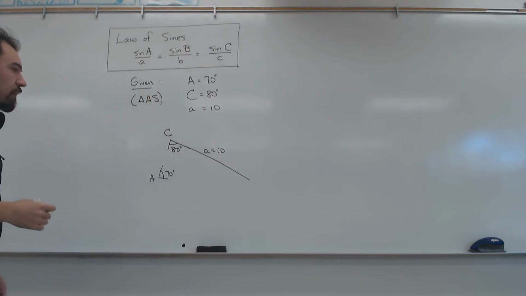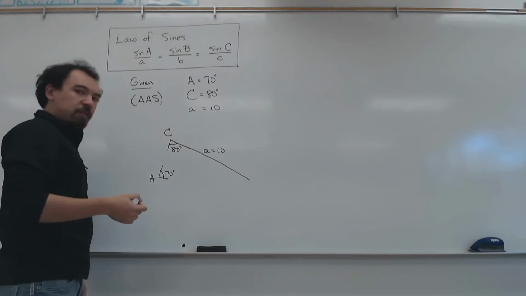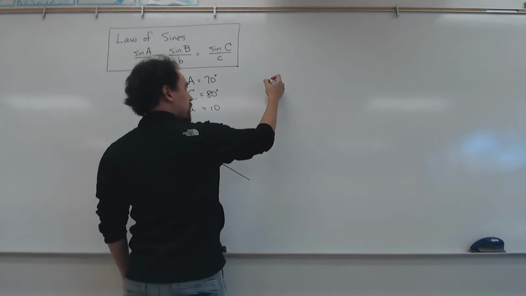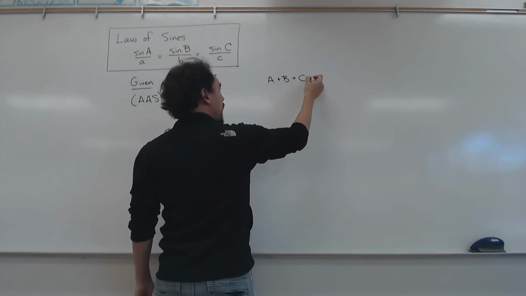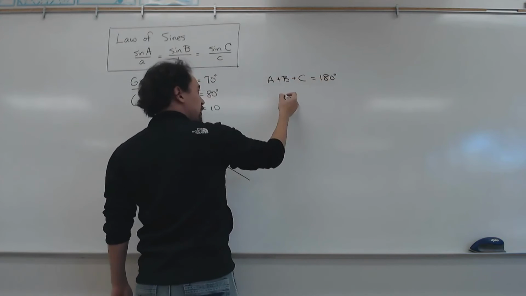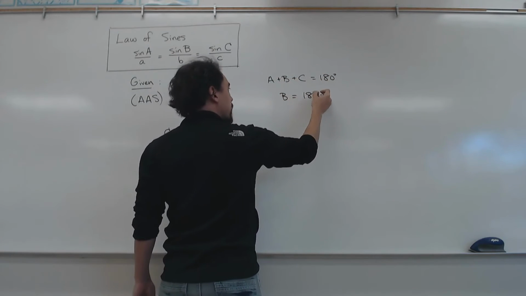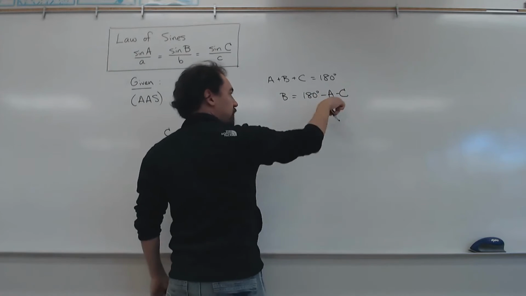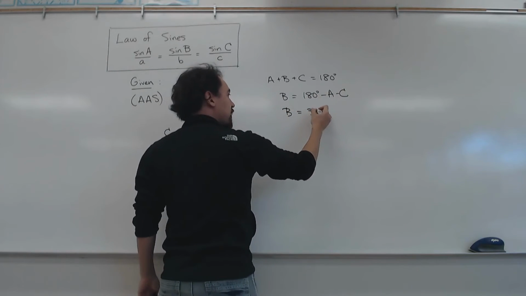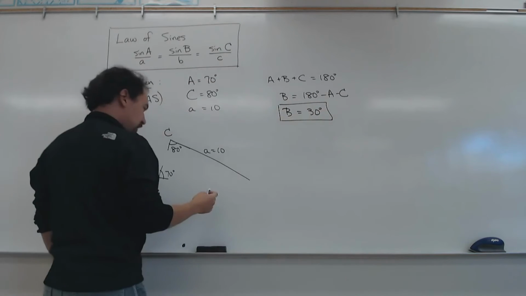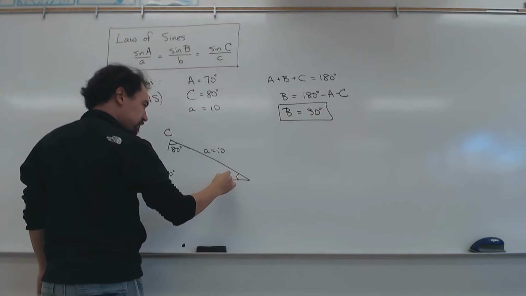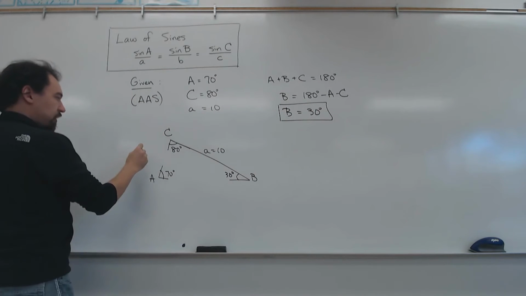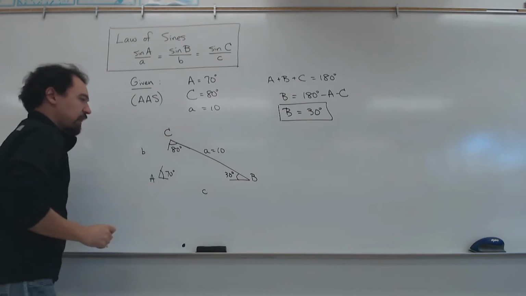So the first thing we notice is the three angles in a triangle have to add up to 180 degrees. We have two of the angles. So if we write A plus B plus C has to equal 180 degrees, then we can immediately solve for capital B by saying 180 degrees minus A minus C. Now using the numbers 70 degrees and 80 degrees right here, we'll find that angle B is 30 degrees. So we have that. Now we're missing two side lengths. This side length would be lowercase b, and this side length would be lowercase c.